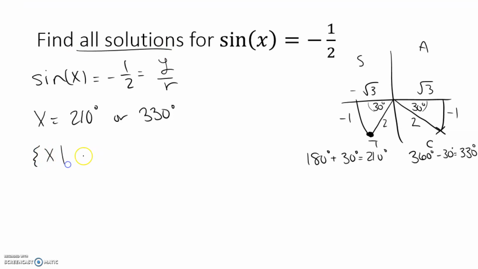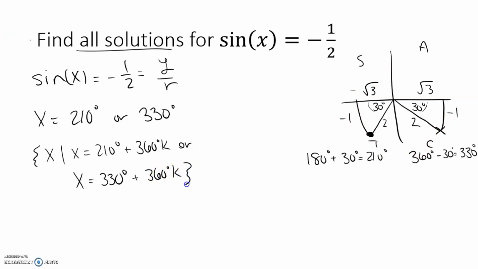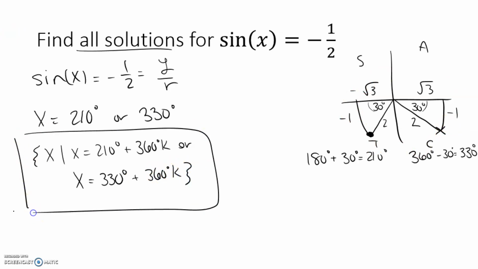So this will be x such that x is equal to 210. If I'm at this point right here, to get back to it, I would keep adding 360. So plus 360k, or x is equal to 330. So here's my answer here. To get back to it, I would just keep adding 360 to it. So plus 360k. And that would be my entire solution set for this particular problem.